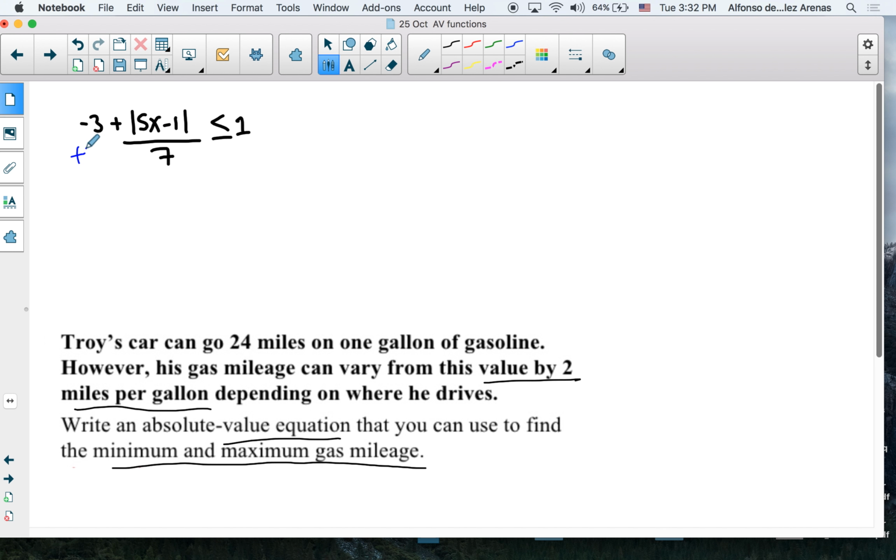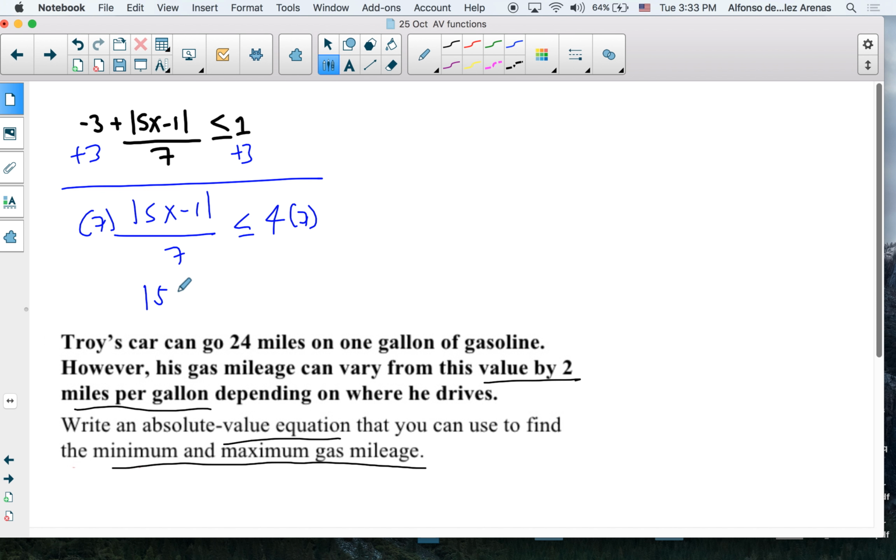Solving, plus 3 plus 3, 5x minus 1 all over 7 less than or equal to 4, times 7 times 7. 5x minus 1, these two get cancelled, less than or equal to 28. It's an and.